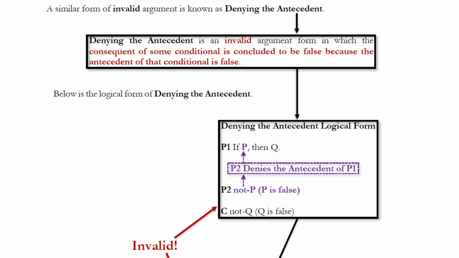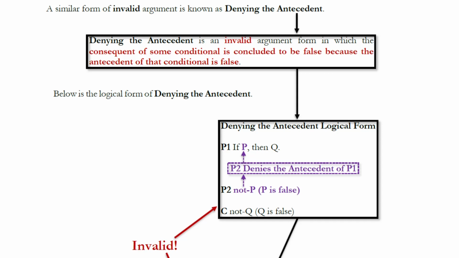The reason this argument is invalid is, once again, that it confuses necessary and sufficient conditions. In this argument, P is a sufficient condition for Q. The truth of P guarantees the truth of Q. But of course, P is not a necessary condition for Q. It is not the case that P must be true in order for Q to be true. Q could be true in some other way even if P is actually false.